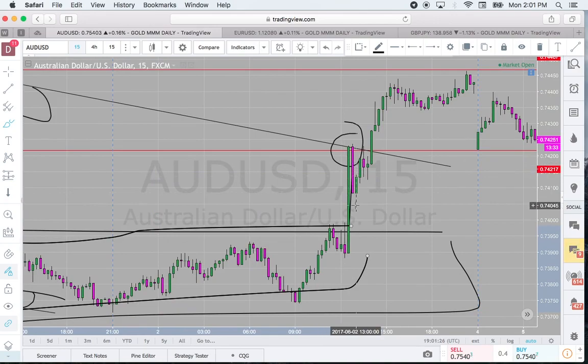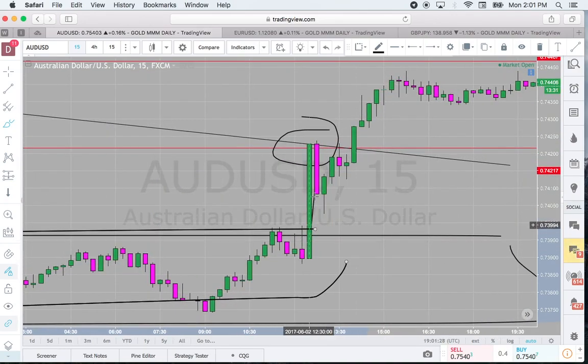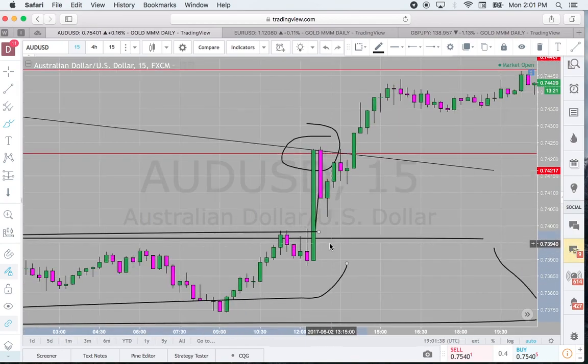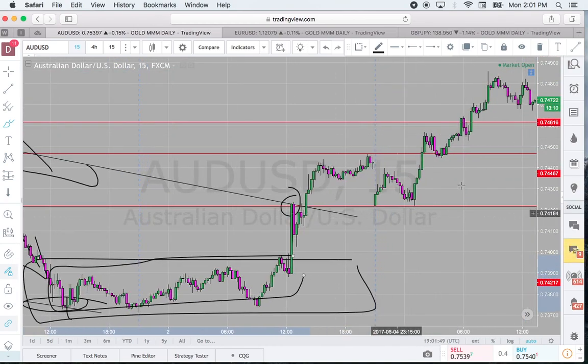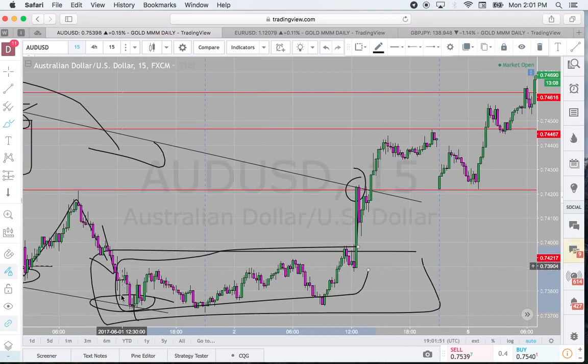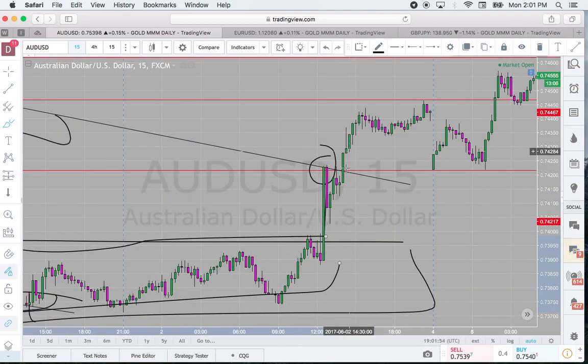Their instinct upon seeing this is to wait and see what will happen. Some of them instantly closed. Some of the sellers in here instantly closed upon seeing this. Also, upon seeing this, buyers entered the market. This is where the dealer gave to the retail traders that trade breakouts and bought here.